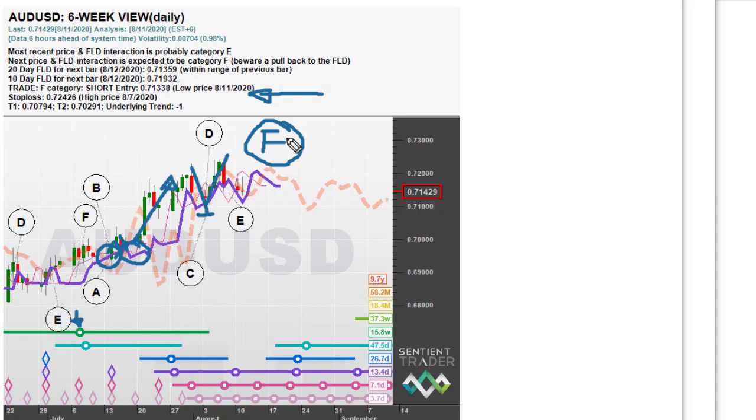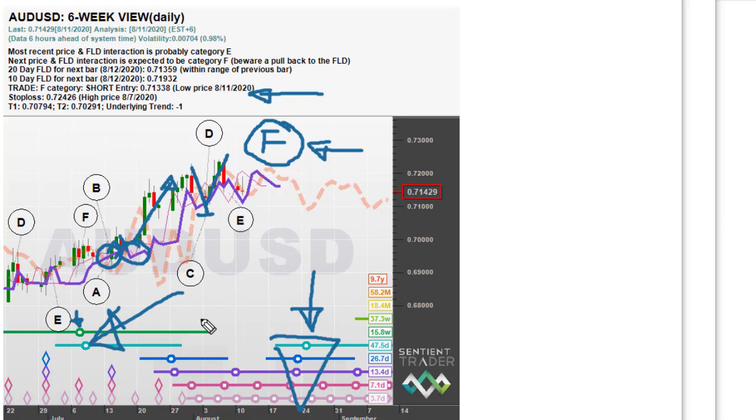But we need to look at this and consider it carefully. What is this actually telling us? The identification of the sequence of interactions is telling us clearly that this overdue 20-week cycle trough probably has already formed in the market. And therefore, in terms of our interactions between price and the 20-day FLD, we are now already at the next F category interaction as price comes down towards the next 80-day cycle trough. Okay, so that is the trading opportunity.